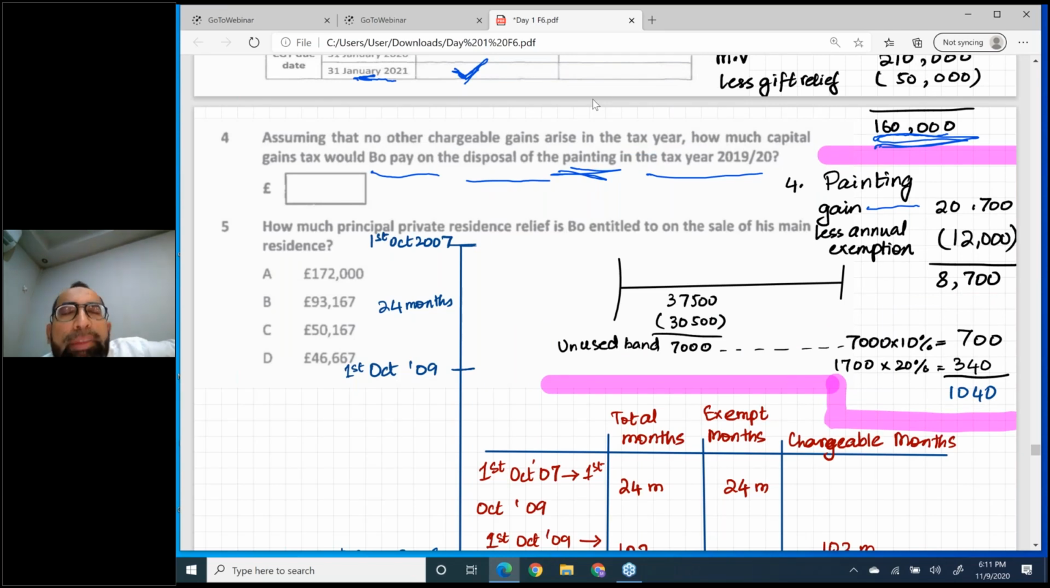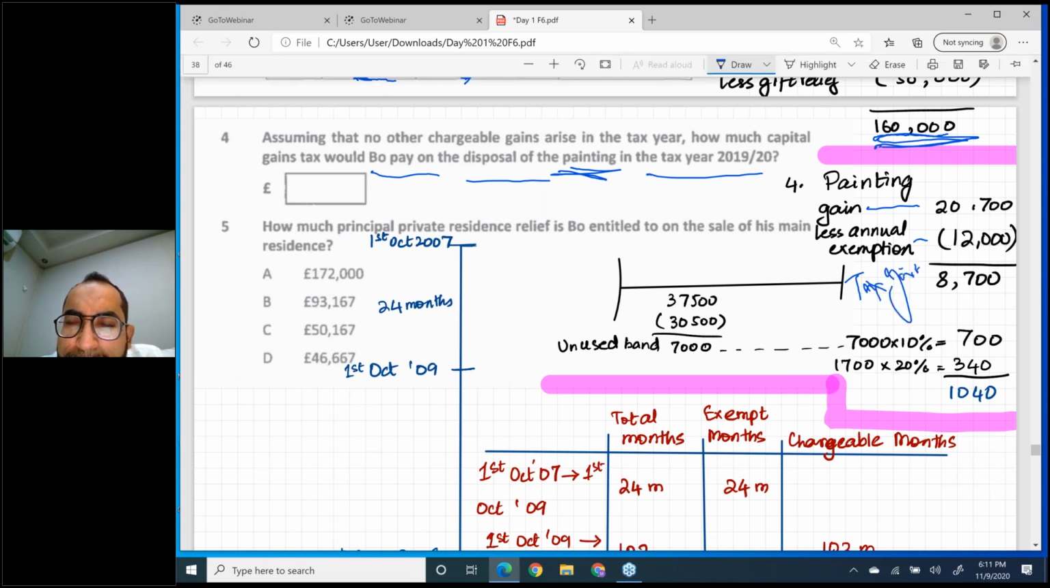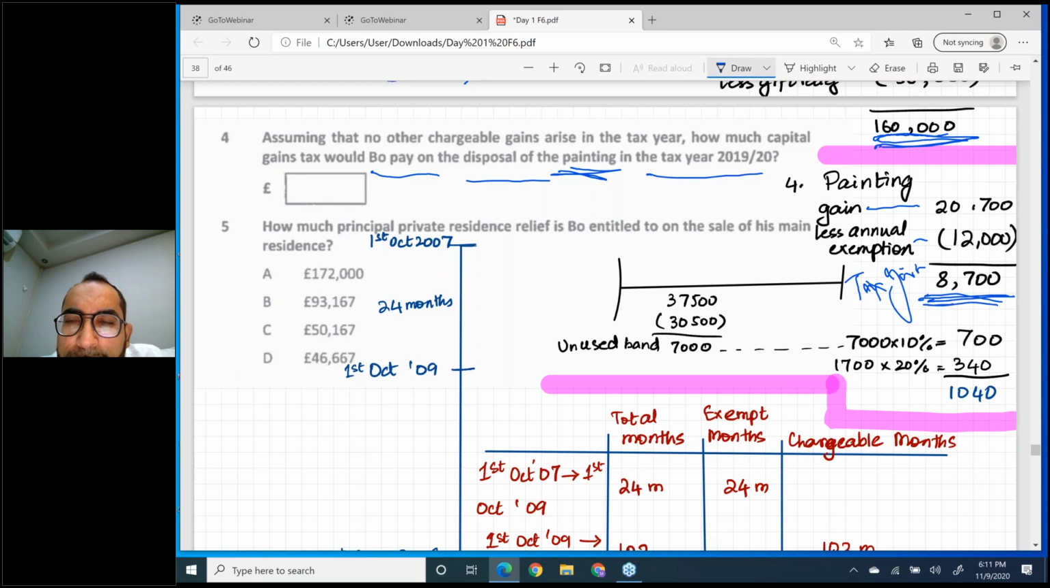For every fiscal year, especially for the 1920 fiscal year, the amount of annual exemption is just 12,000. So let's deduct the annual exemption of 12,000. This is your taxable gain, that is 8,700.